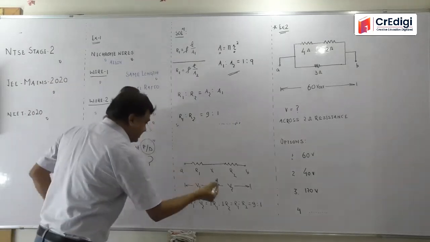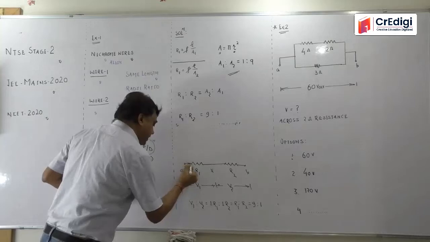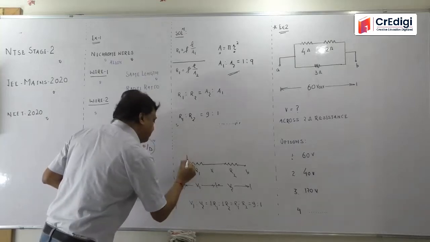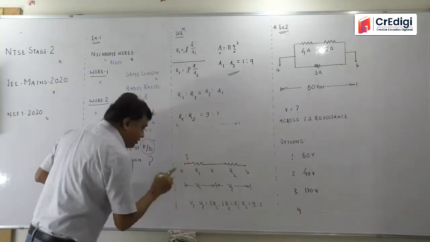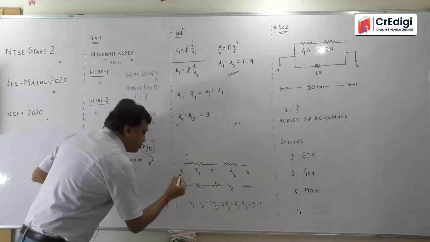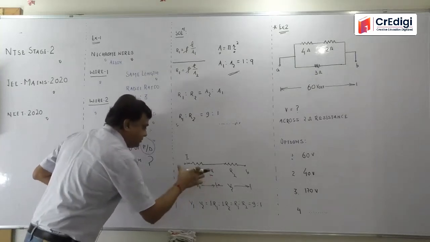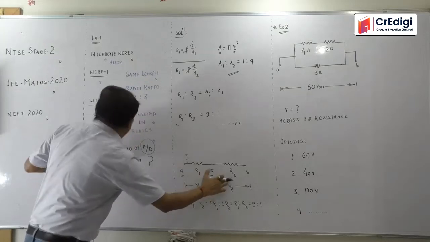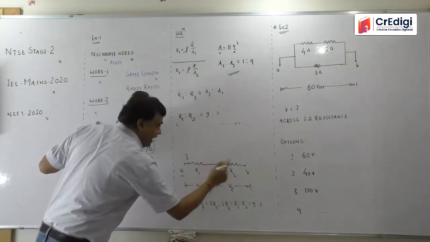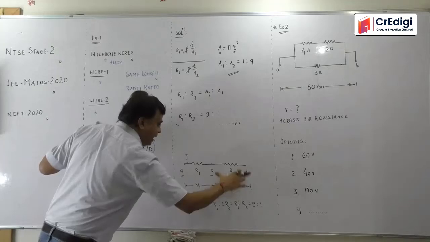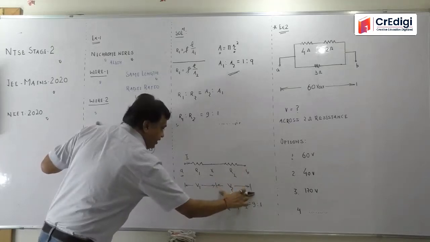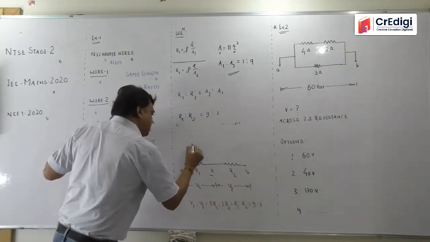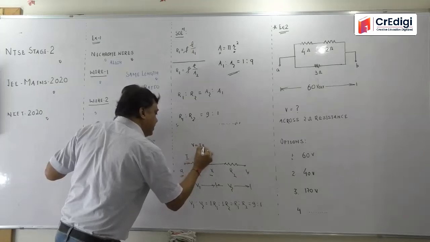The current in a series combination will be the same. Let the current flowing be I. So this is wire 1, its two terminals are A and X, and the potential difference here is V1. For wire 2, the terminals are X and B, and the potential difference is V2. Apply Ohm's law, simple. V is equal to what? V is equal to I into R.